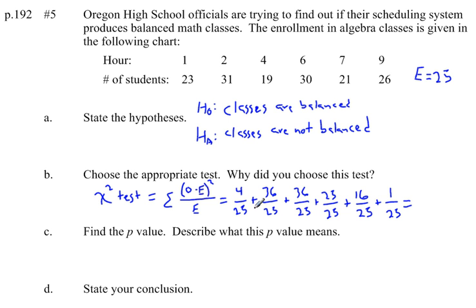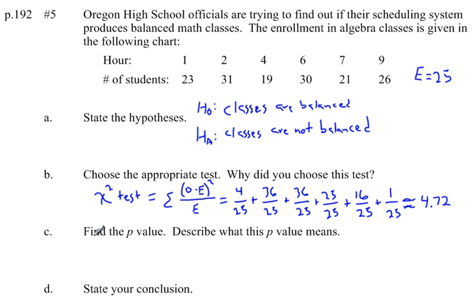Now, if we add all these fractions together, pull out a calculator, let's add all these together, we get a value of about 4.72. Okay, so that's our chi-squared calculation.